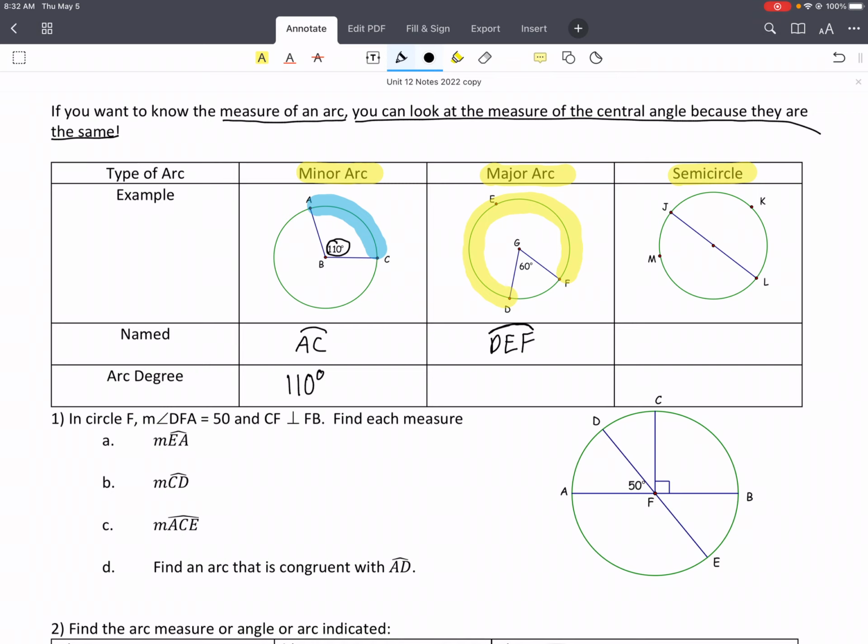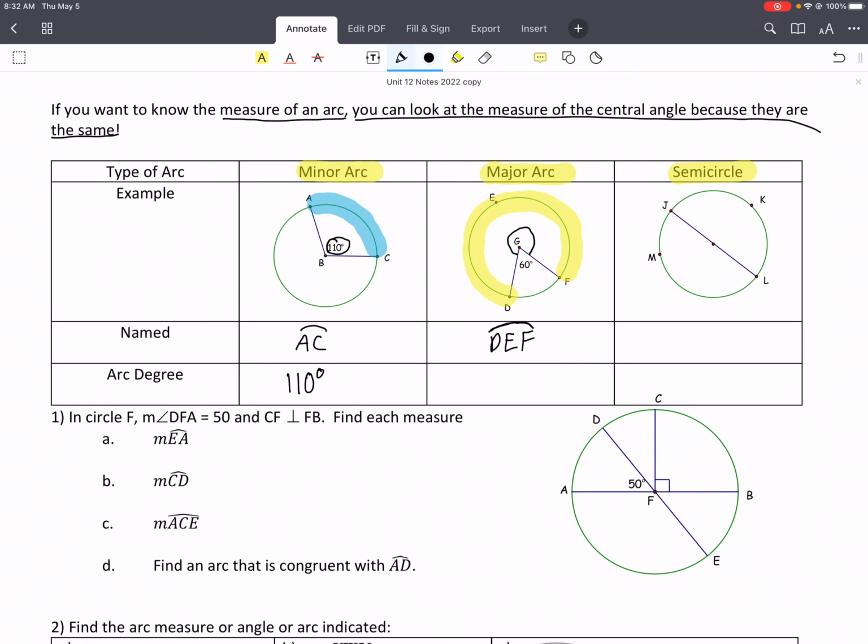Okay, this one, we don't know this whole entire outside angle right off the bat, but we can calculate it pretty easily because we know this inside is 60. So what we can do is take 360, which is how many degrees are in a circle, and subtract 60 from it, and that gives us 300 degrees. And so that's a major arc, or the bigger arc.